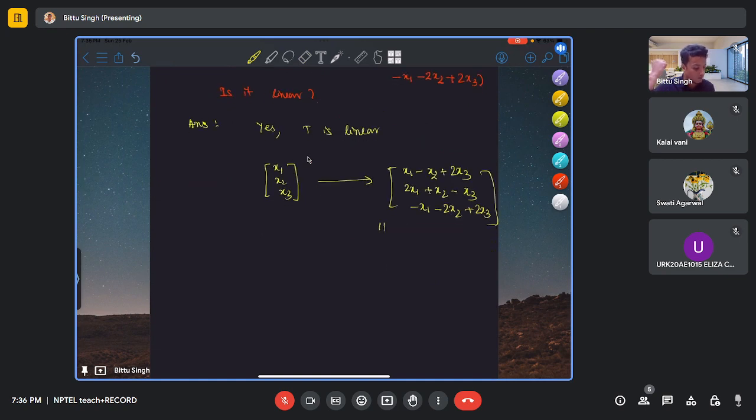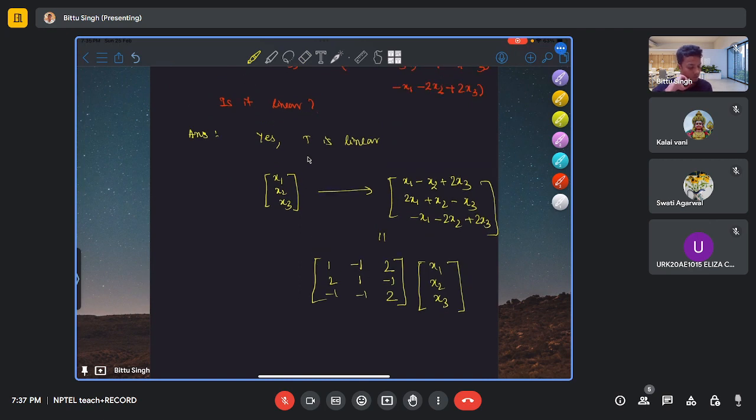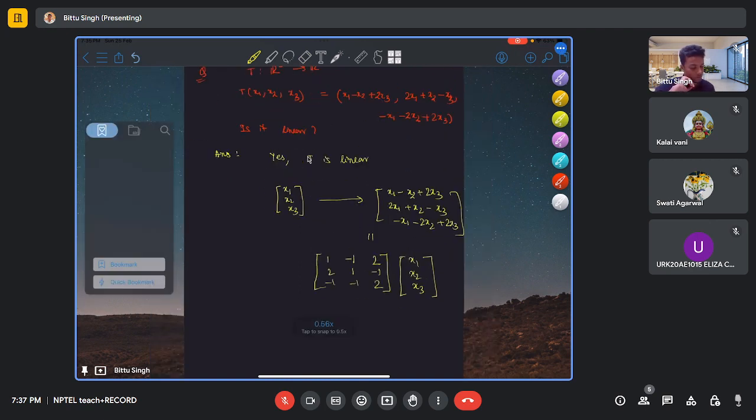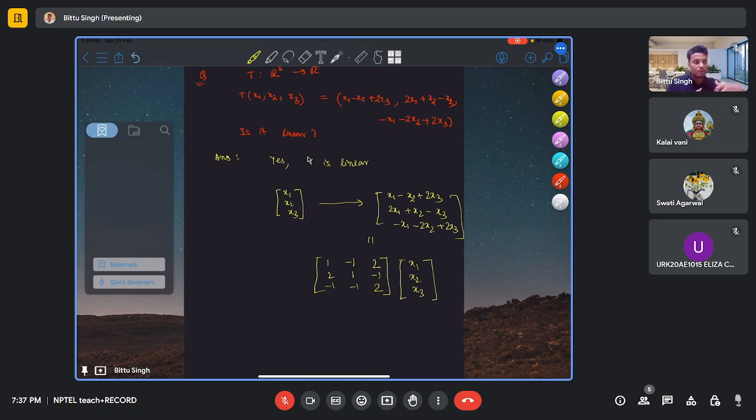Actually, this is the same as some matrix multiplied with x1, x2, x3. So what will be that matrix? You can see that the first row will be 1, minus 1, 2. The second row should be 2, 1, minus 1. And the third row will be minus 1, minus 1, minus 2, 2. So you can see that T transforms by matrix multiplication.